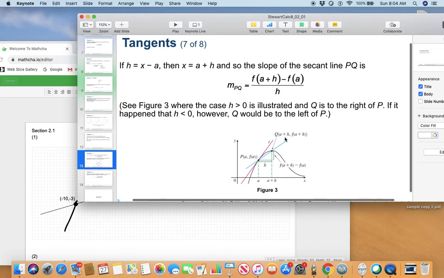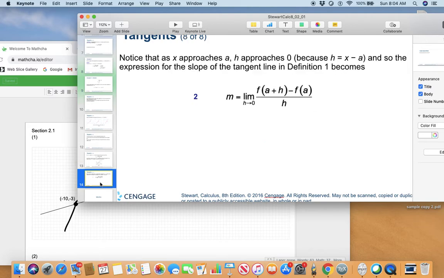So how does the second coordinate get close to the first coordinate? As h approaches 0. Okay. As h approaches 0, you are taking the limit of f of a plus h minus f of a, the whole over h. That is your second definition of slope of the tangent line.